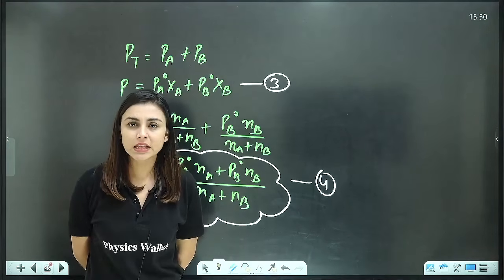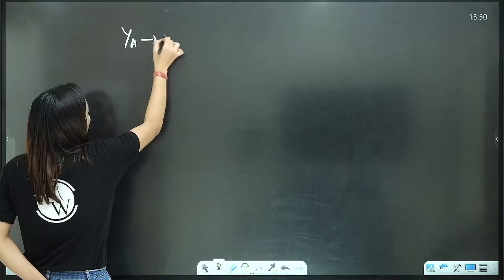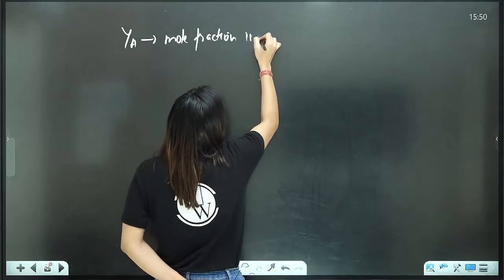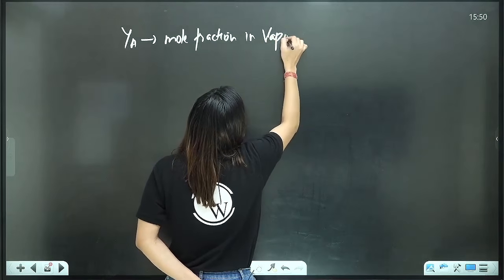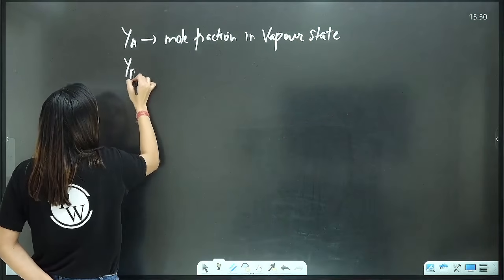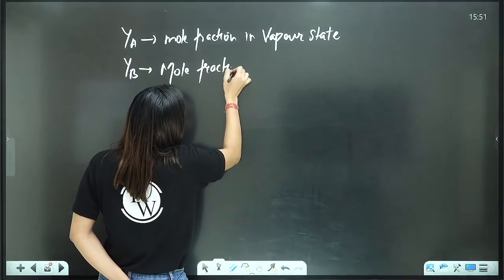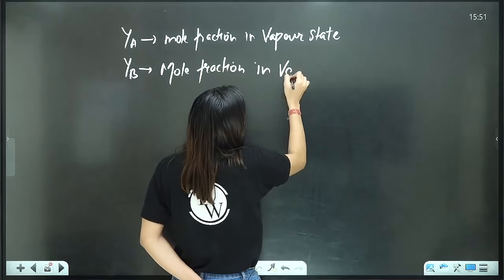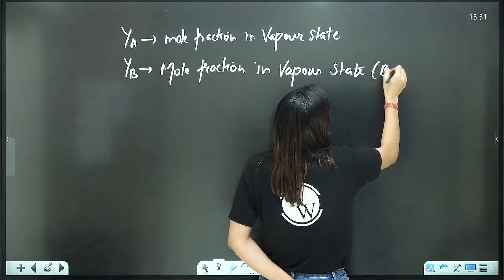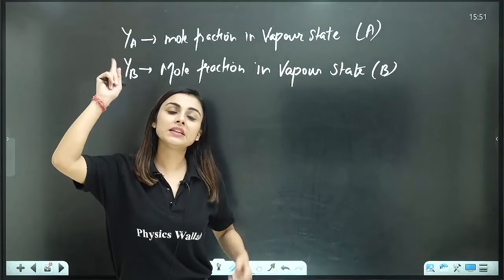In case of gases, let us say that YA is the mole fraction in vapor state. Similarly, let us say YB is the mole fraction in vapor state of B, and this is for A. Okay? Now, my dear students, remember Dalton's law.